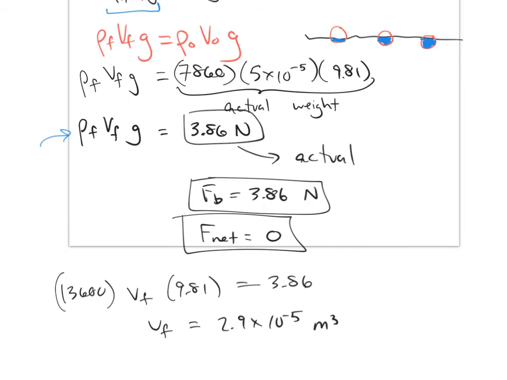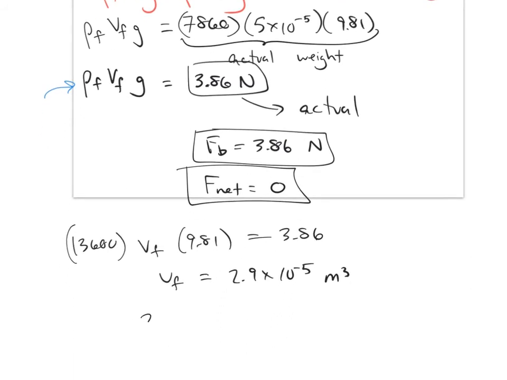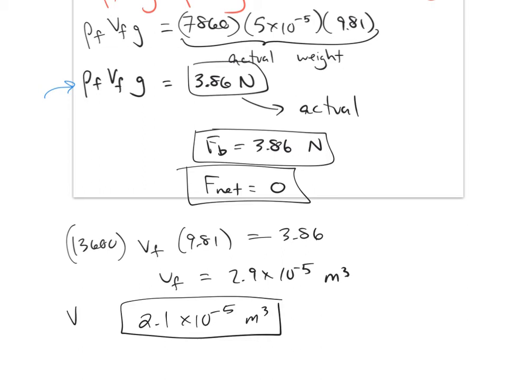So if I take this number here, the total volume of the object, minus how much of it is underwater, subtract those two, we'll get 2.1 times 10 to the negative 5 cubic meters. That's how much is floating. This is the volume of the object that is floating. Okay, this again is the amount that is submerged.